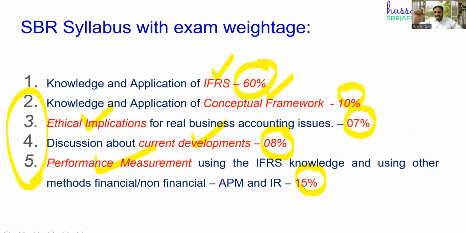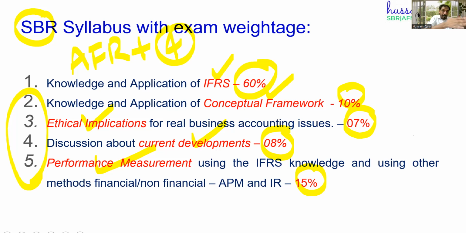Do remember that this strategic business reporting exam is not only about advanced financial reporting. Yes, the major syllabus area is financial reporting. You studied financial reporting at intermediate level and F7. Here it is advanced financial reporting. But the syllabus is not only advanced financial reporting plus four more components. So you have to invest your time in four more components: conceptual framework, ethics, current developments, and performance measurement.